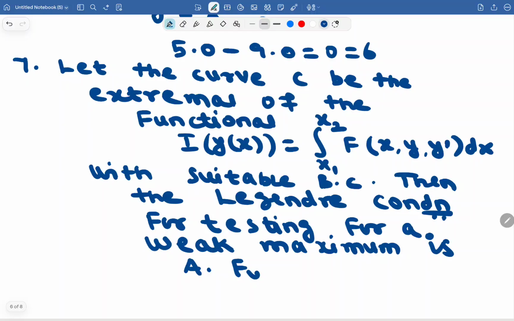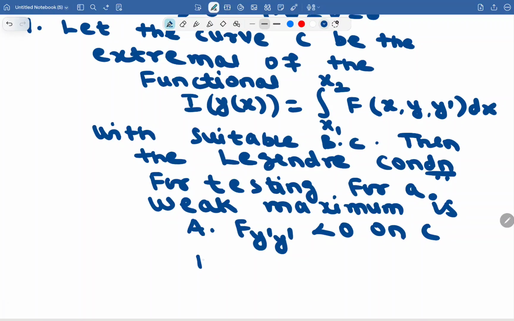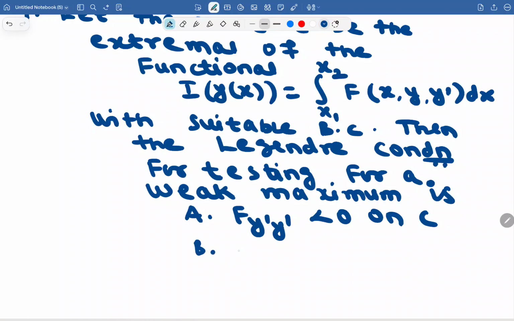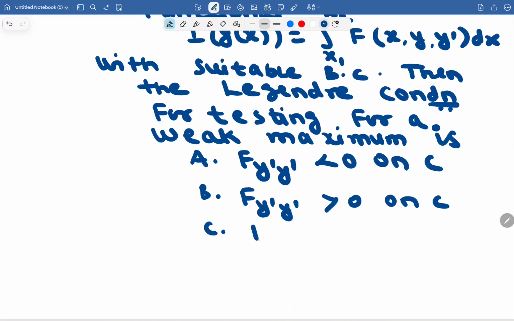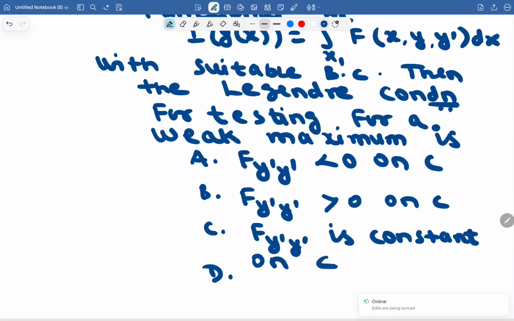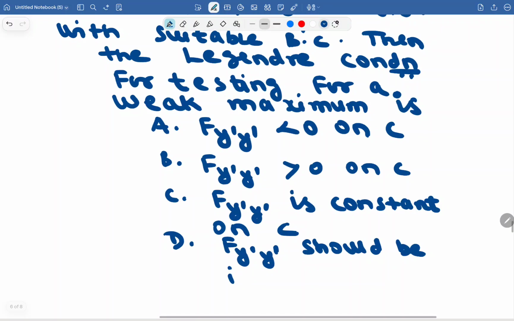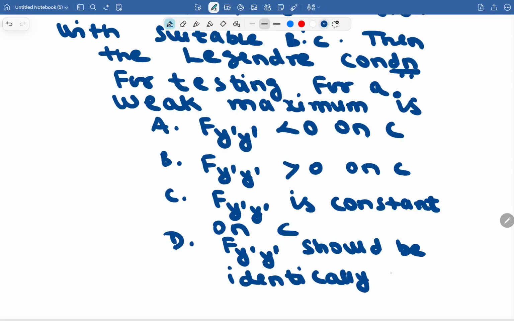Option A, f y dash y dash less than 0 on C. Option B, f y dash y dash greater than 0 on C. Option C, f y dash y dash is constant on C. Option D, f y dash y dash should be identically 0 on C.